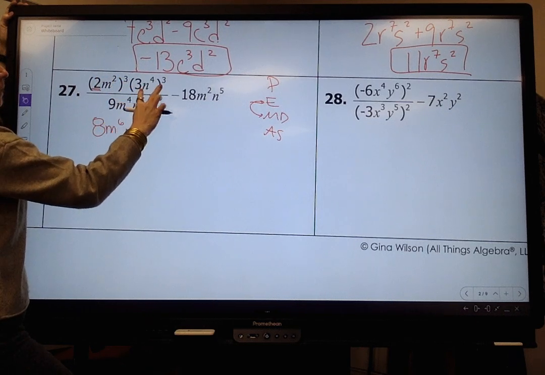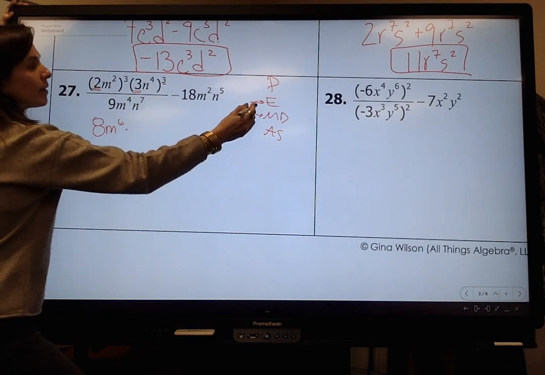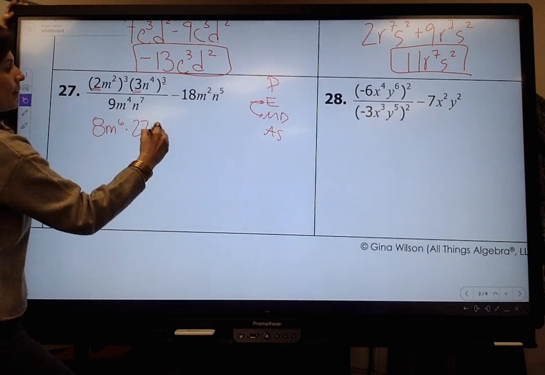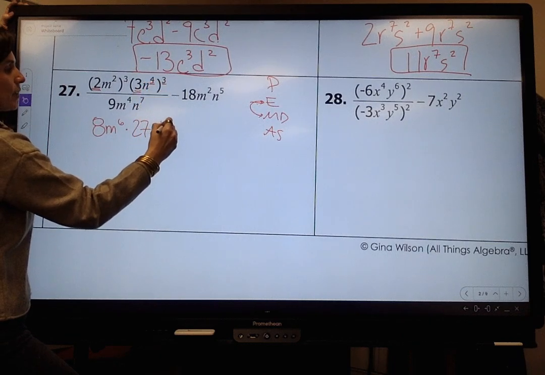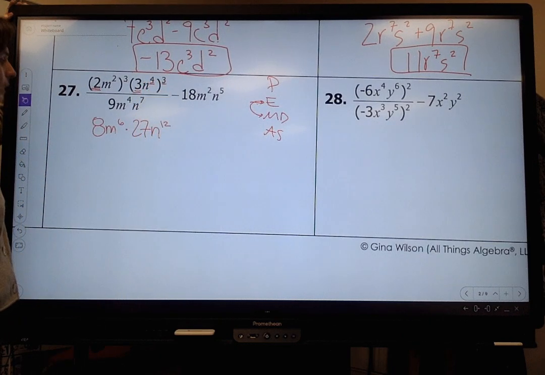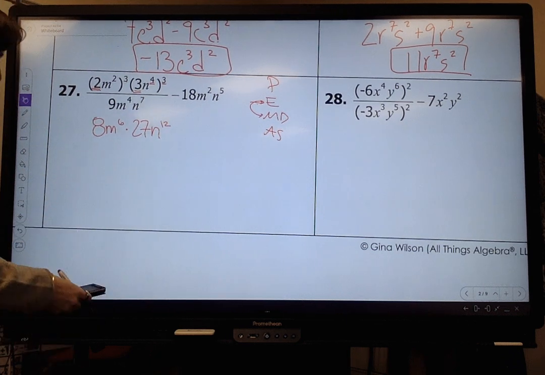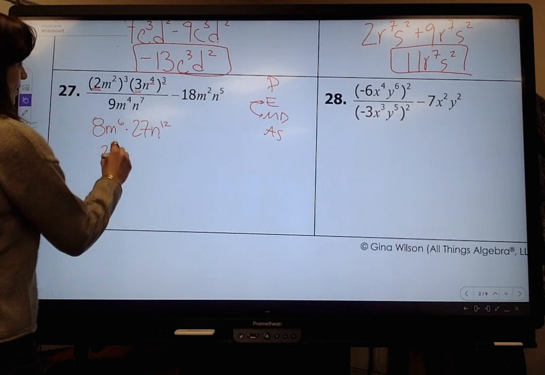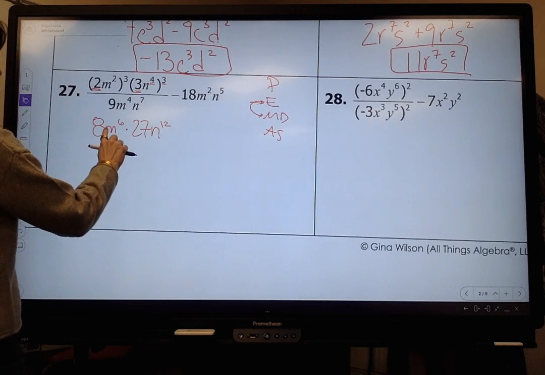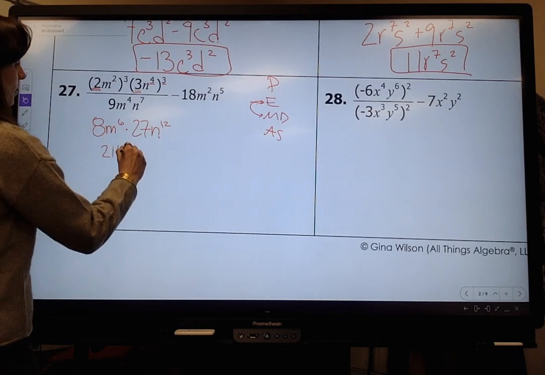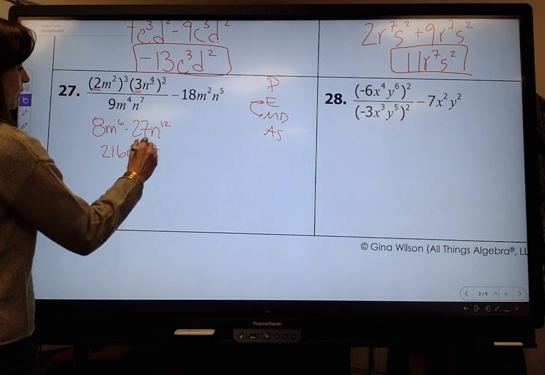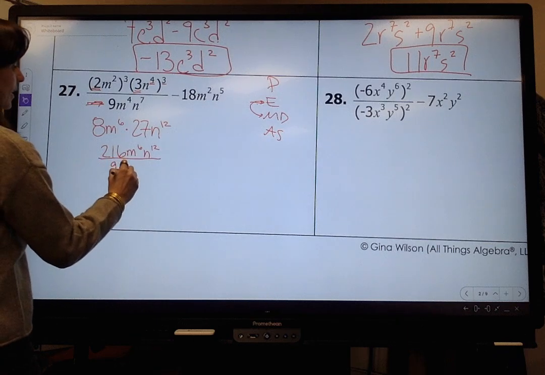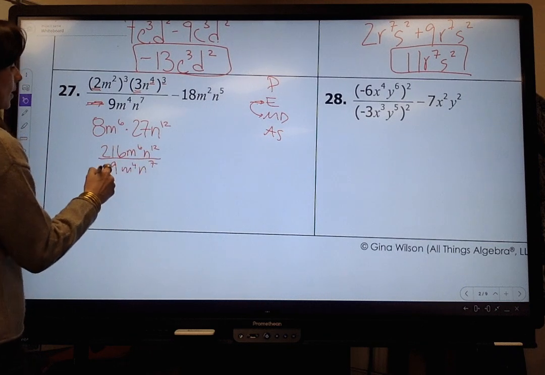And then you're still multiplying it by this guy. So 3 to the 3rd power, that's an exponent rule. 3 times 3 times 3 is 27. And then I multiply. 4 times 3 is n to the 12th. Okay, so now, couple things you can do. You can do 27 times 8, and I get 216, and then I add my exponents, but I can't add m and n, so I'm going to keep m to the 6th, n to the 12th, all over this denominator, 9m to the 4th, n to the 7th.